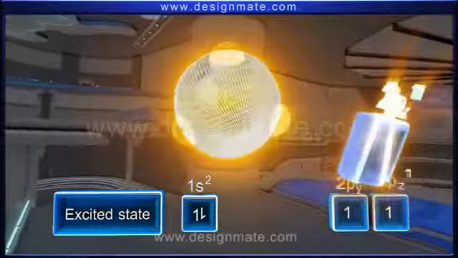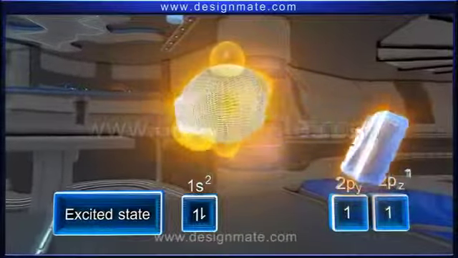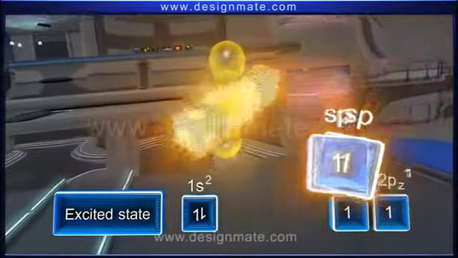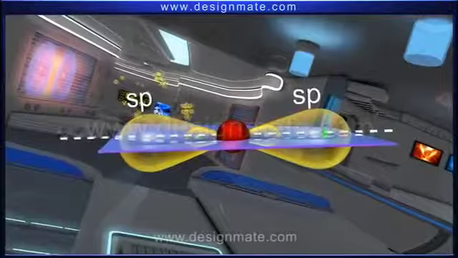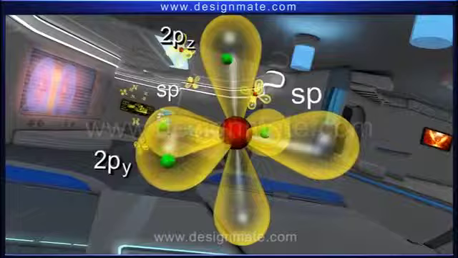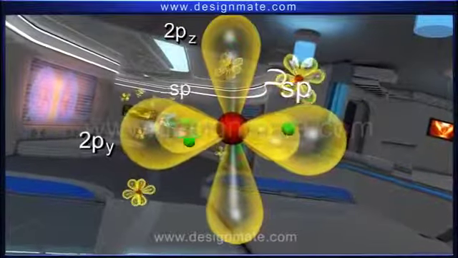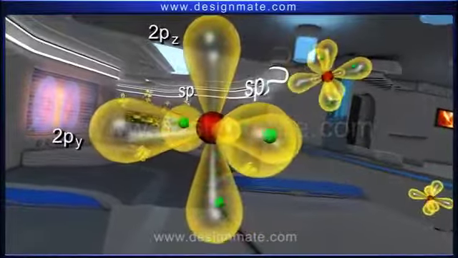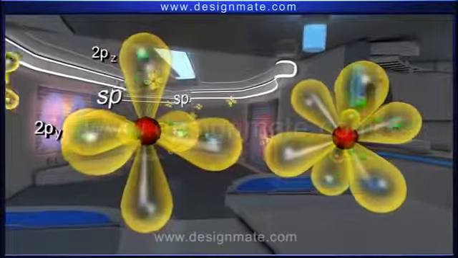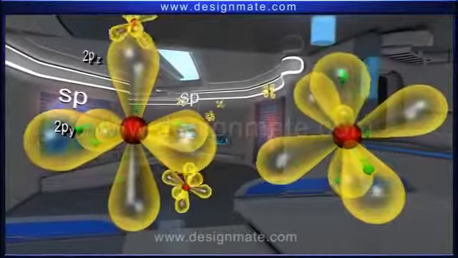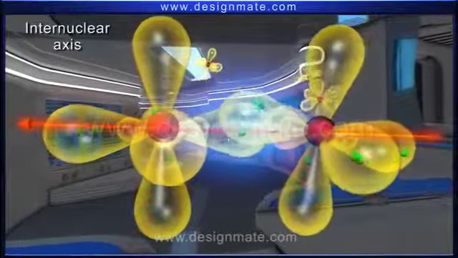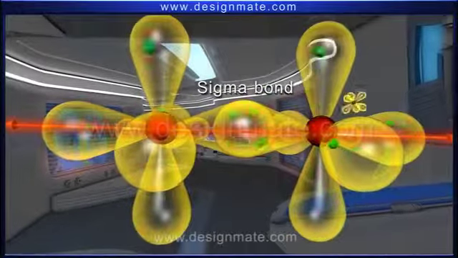Another process of intermixing, called sp hybridization, results in the formation of two sp hybrid orbitals. Now, this carbon atom is ready to combine with other atoms. Imagine another sp hybridized carbon atom approaching this carbon atom, such that the sp hybrid orbitals of the two carbon atoms face each other. These orbitals overlap along the internuclear axis, resulting in a sigma bond.